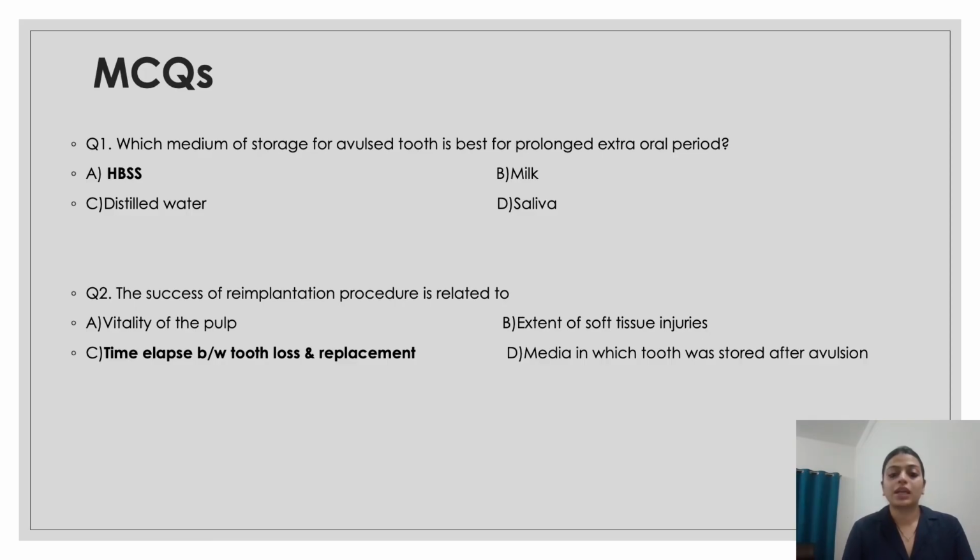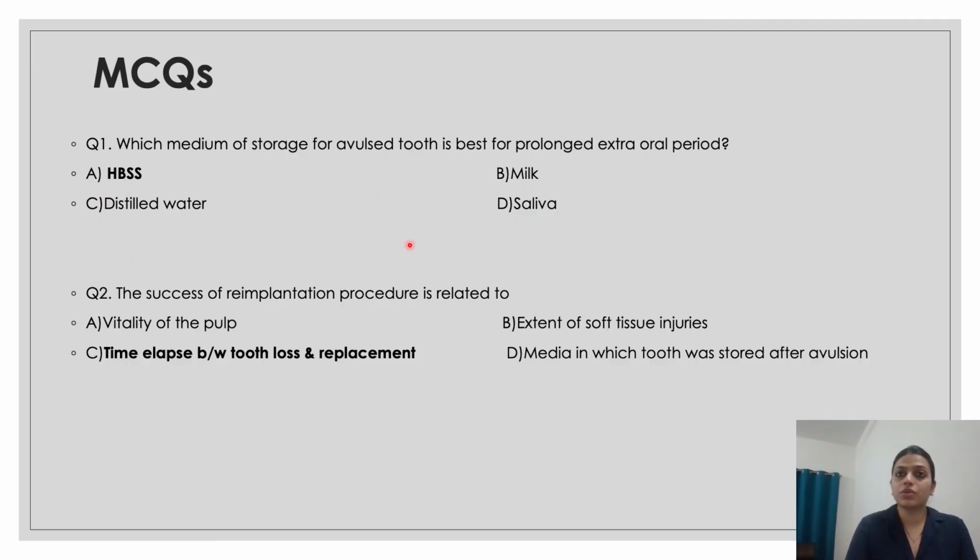So now we'll just quickly discuss few MCQs which I found might be at times a bit confusing. We'll start from the simpler ones. So this question, which medium of storage for avulsed tooth is best for prolonged extraoral period? Always if in the option HBSS is given, just go for it, because compared to any other media so far, Hank's balanced salt solution is considered the best.